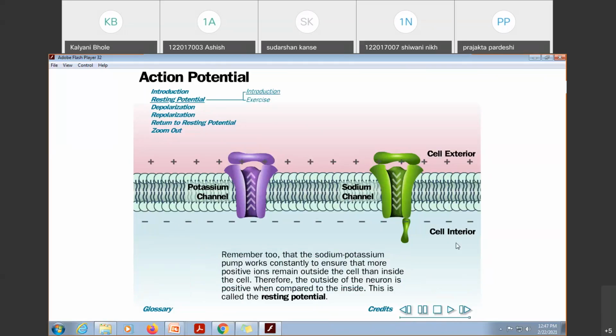You can see this is the interior part or inside of the cell, and this is the outside of the cell. So at resting potential, or the resting state, the inside potential is negative and the outside potential is positive. There are channels, a potassium channel and a sodium channel. Channels are nothing but protein gates, which allow selective travel or act as a gate. It does the work of a diode kind of thing.